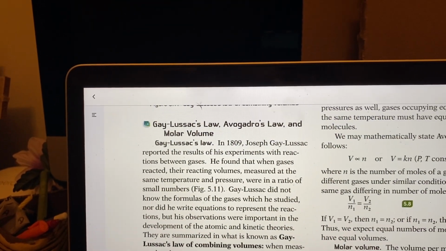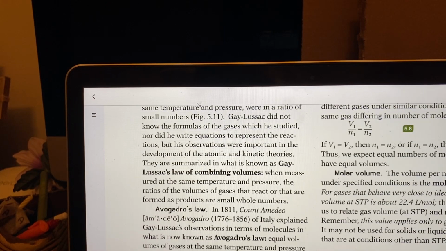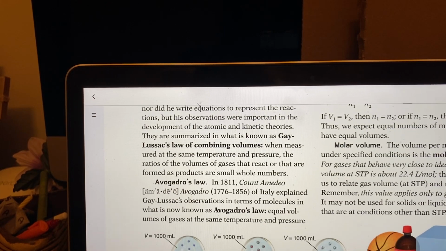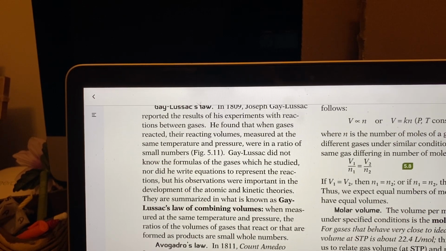Okay, so here we have Gay-Lussac's law. In 1809, Joseph Gay-Lussac found that when gases reacted, their reactant volumes measured at the same temperature and pressure were in ratios of small numbers. So what does that have to do with it? Because now we're going to talk about molecules, and somehow they're in relationships of small numbers. So when he was doing this, he found the gases did this.